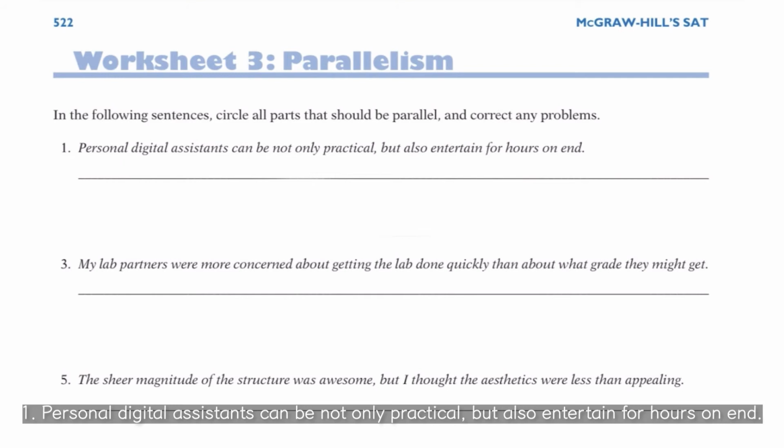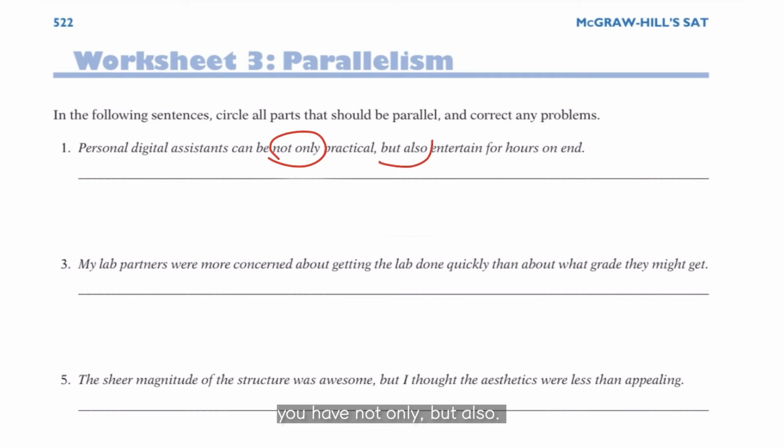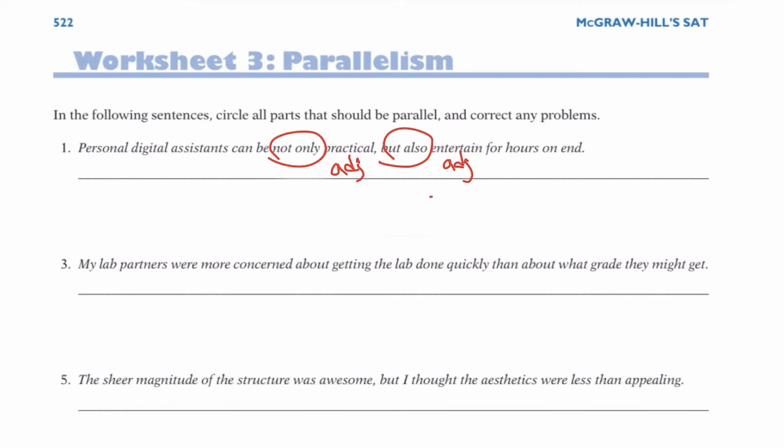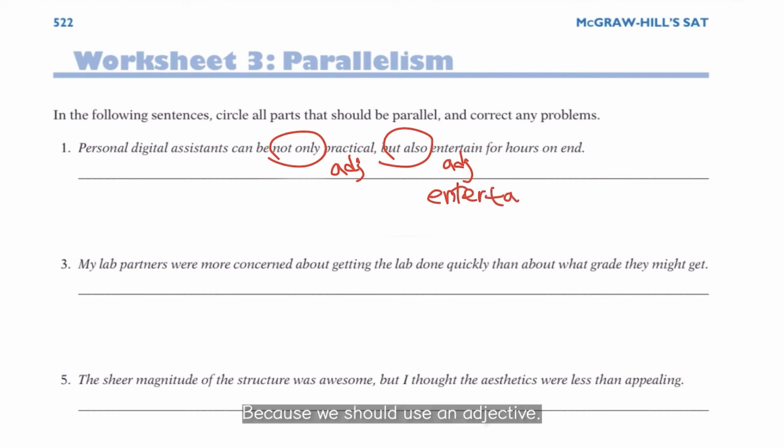Number 1, personal digital assistants can be not only practical, you have not only and but also, right? So after not only, you have an adjective, practical. And so after but also, you should use an adjective, right? So let's change this sentence into personal digital assistants can be not only practical but also entertaining, okay? Because we should use an adjective.